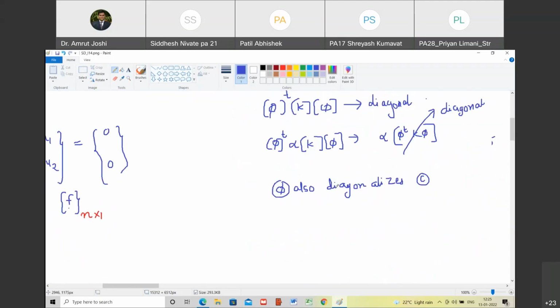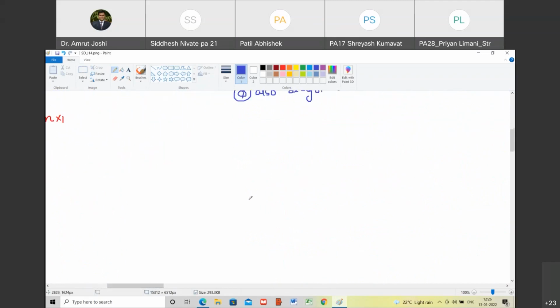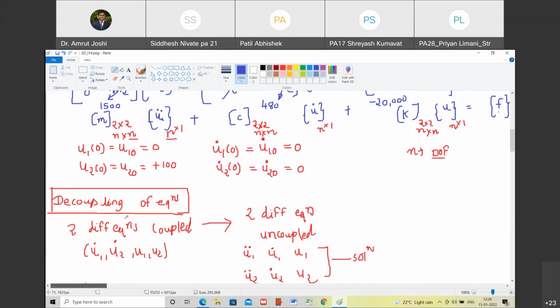But in this particular case, as I have taken a constructed example where C is proportional to K, therefore phi is also going to diagonalize the C matrix. Are you with me? Yes, sir. So now let us apply those transformations. So now I need to find out three quantities.